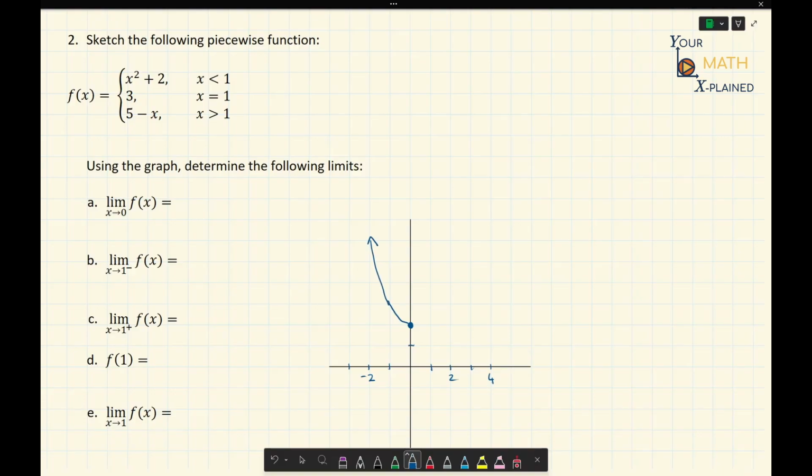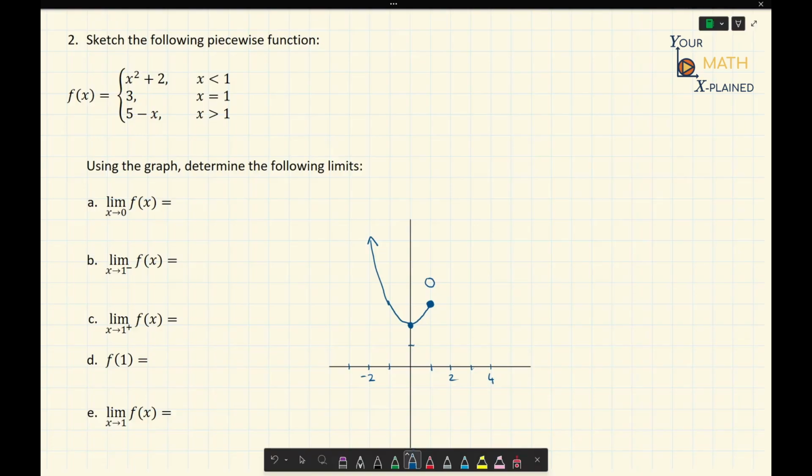And then we just need to go to x is equal to 1, and then we're going to put a hollow dot there since the domain is x is strictly less than 1. Now, the next piece is when x is equal to 1. So when x is equal to 1, our function f of x is equal to 3. So that is actually exactly where that hollow dot is, so we're going to go ahead and fill it in. And then for x greater than 1, our function f of x takes on the form 5 minus x. So that means we're going to have a hollow dot at y is equal to 4.